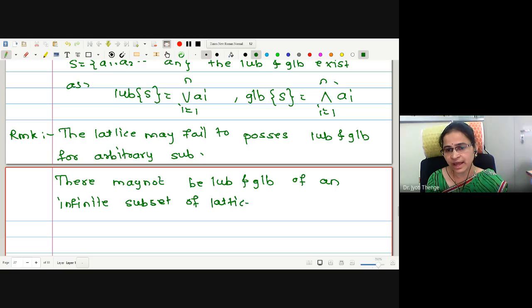We have given a guarantee about the existence of LUB and GLB only for the finite set. If I want to give an example, suppose Z plus with less than or equal. This is a lattice. Whether it has the LUB? No LUB.